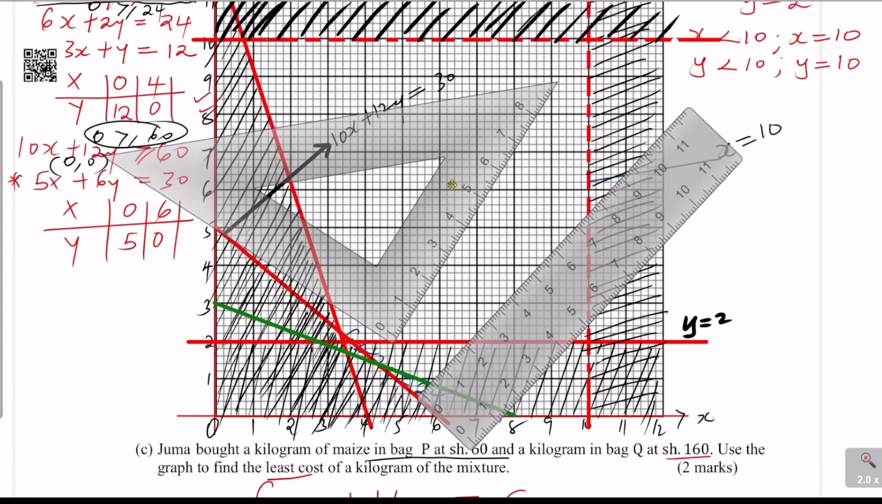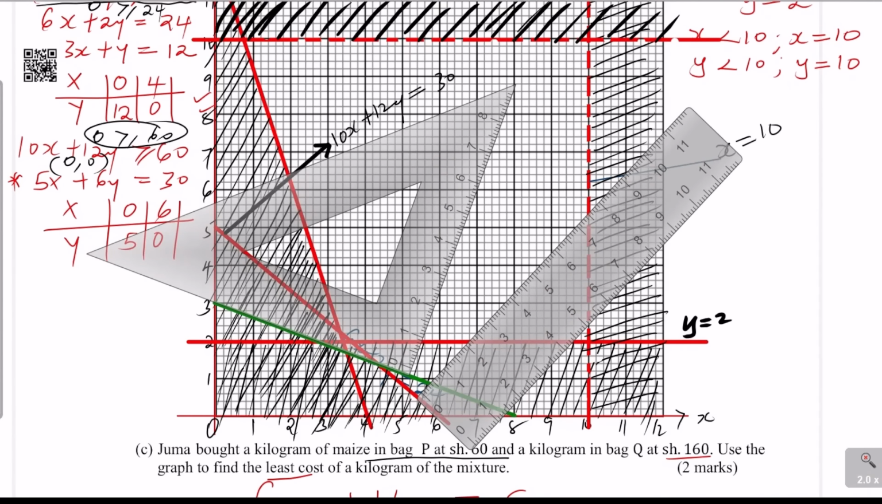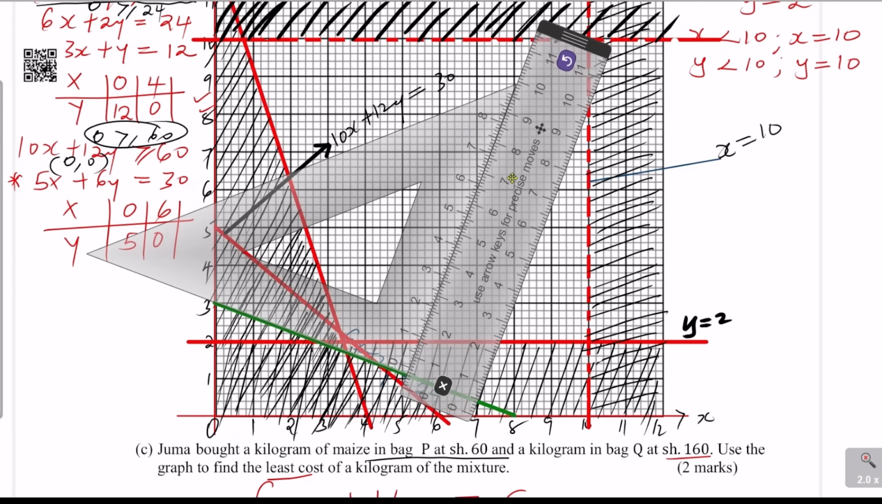You ensure you place the set square such that its straight edge lies on the search line, like that. Make sure this straight edge lies on that search line. And then the ruler should be held firmly, should not move. Make sure the ruler lies again straight on that edge of the set square, like that. So this is how you place the two.